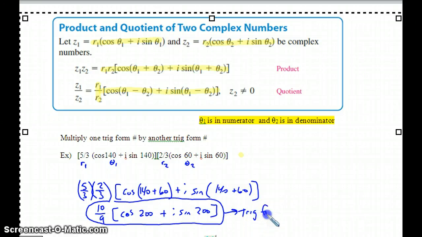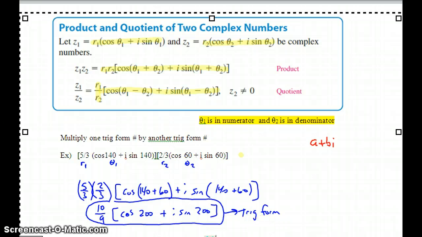Now, I may not always be asked to leave it in trig form. So if I'm asked to change it to standard form, in other words, standard form would be a plus bi, I would have to figure out what a is and what b is, and the way I can do that is I can just multiply this in. I can do 10/9 times the cosine of 200 and 10/9 times the sine of 200. Because 200 is not on my unit circle, I would use my calculator.